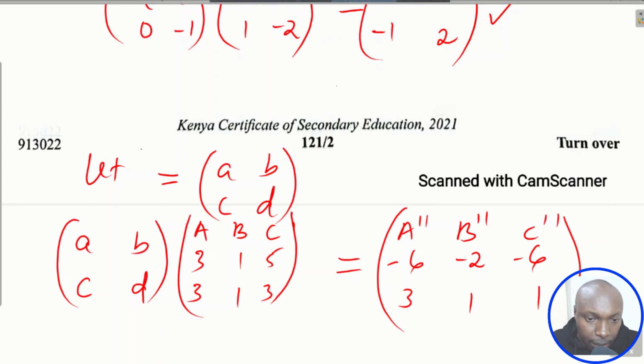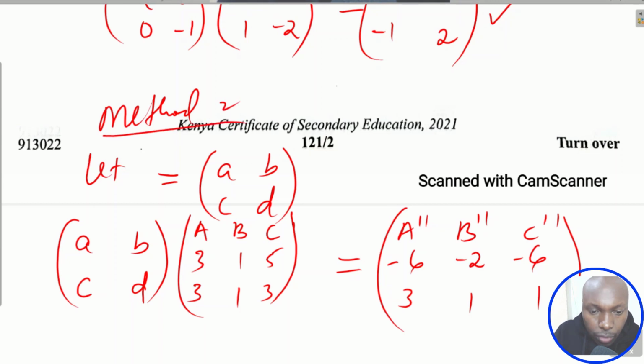So this is another method. This is method 2, which I want you to try. You still get the same. You can use successive transformation, or you can use this one. So you'll be forming simultaneous equations from which you obtain the values of A, B, C, and D. When you work out these, this will still give you the solution. So that is how you're supposed to solve that question.